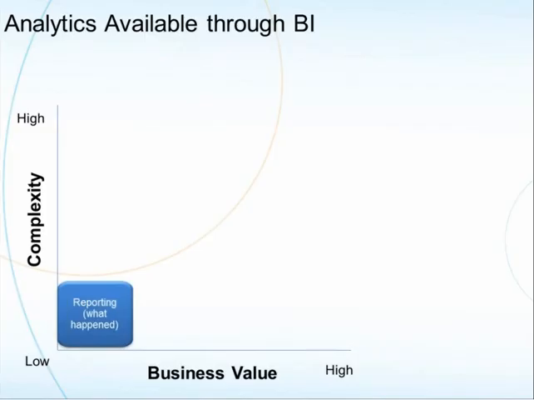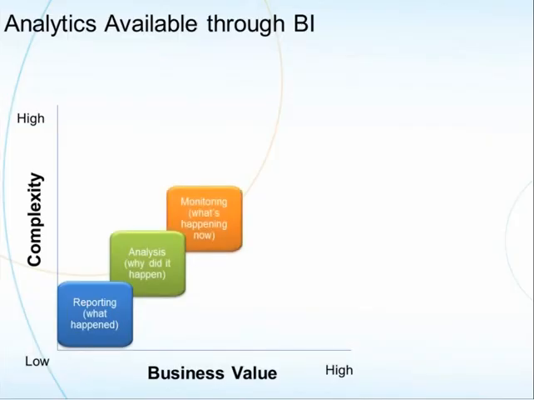At the bottom, which is the least complex to build, but also has the lowest business value, is really reporting. It's things that we would consider hard copy reports that we're just running from a data warehouse. Above that, what we have is analysis. And this answers really questions of why did it happen. So reporting kind of answers, okay, here's what happened. Here's your report. Analysis is, well, why did it happen?